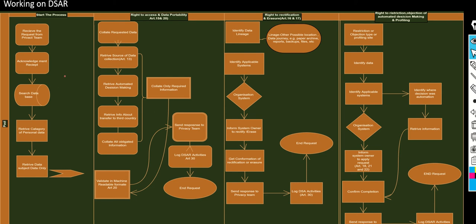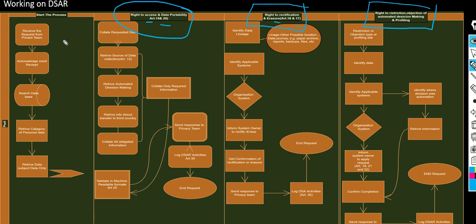Now once the request has been received by the department, it is divided into three parts. The first part would be the right to access and data portability: Article 15 and Article 20 are clubbed. Articles 16 and 17, right to rectification and erasure, are clubbed. In the same way, the right to restrict processing and automated decision making are clubbed, and profiling would also be covered in the last one.